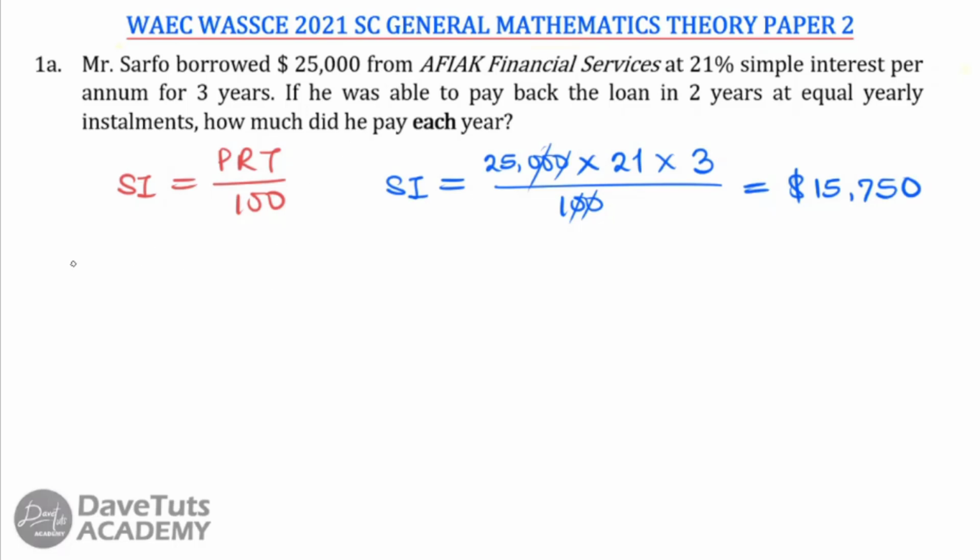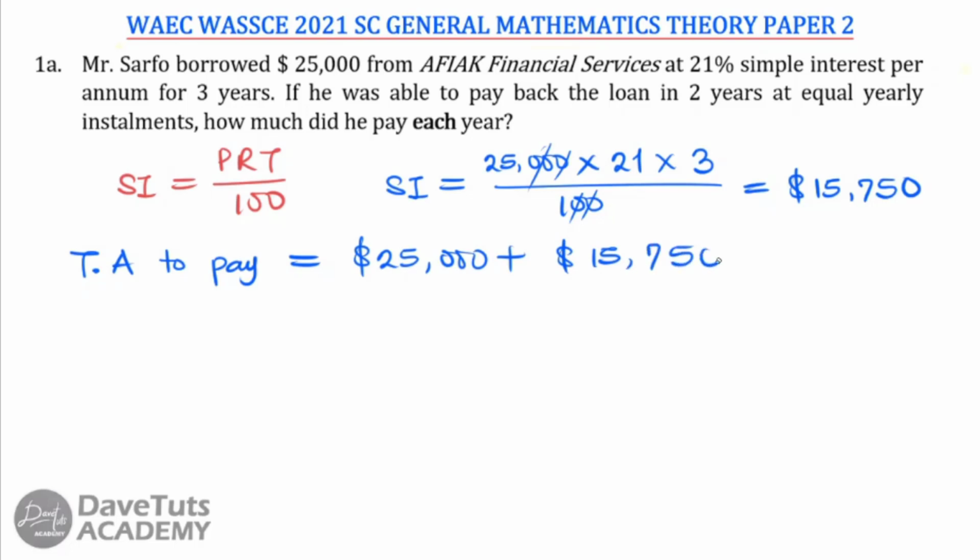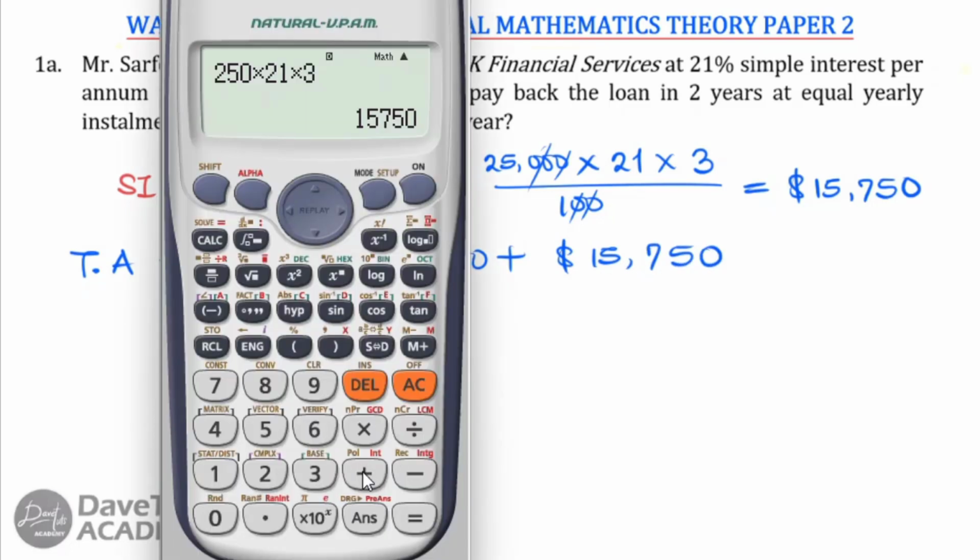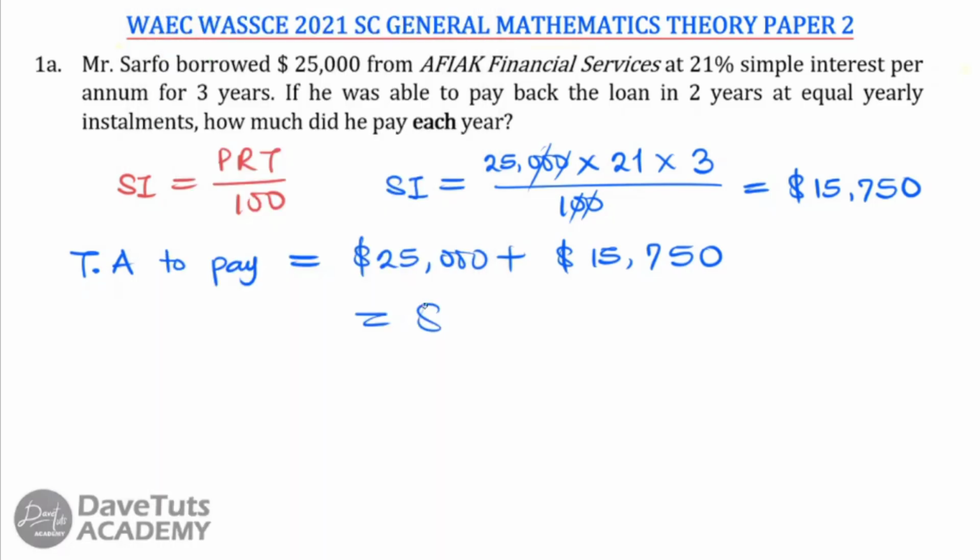So the total amount he needs to repay, total amount to pay back, will be the addition of that capital originally, which is $25,000, plus this simple interest, which is $15,750. And if you are to evaluate that, we add this plus 25,000, that is $40,750. Now, this is the amount that he needs to pay back. However, we are told that he paid back the full loan in 2 years at equal yearly installments. So for us to get how much he paid each year, we just need to divide the total amount that he needs to pay by 2.